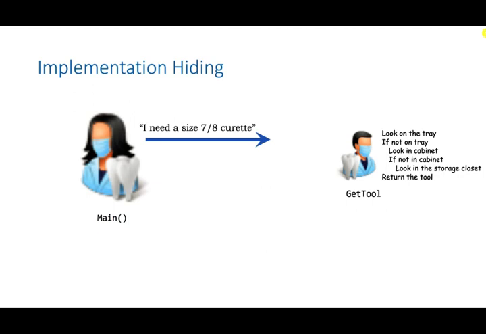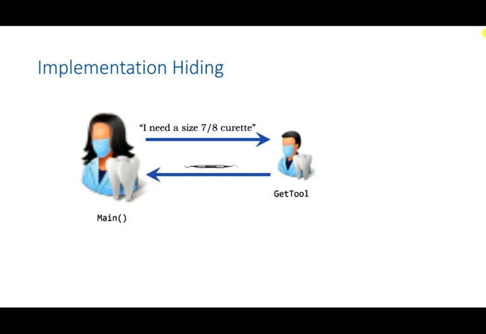And so at that point, the assistant returns control back to the dentist. So you could think of that as the get tool method returning control back to the main program and passing back whatever the expected return value is. In this case, it's a curette. So that's what implementation hiding is all about. Okay, so now that you have those definitions under your belt, we could take a look at some actual method code.